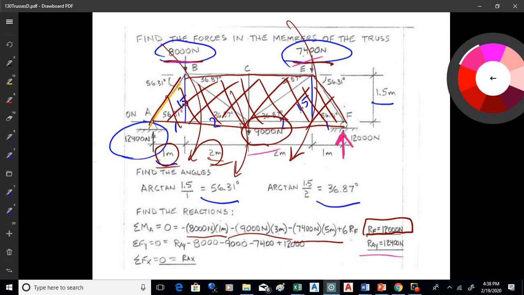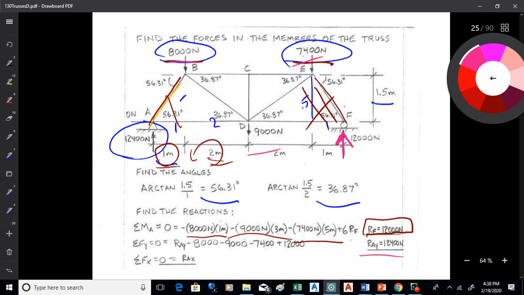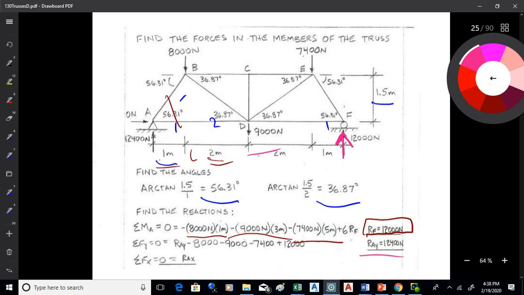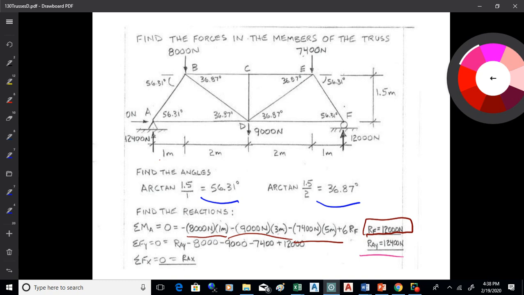So I do that stuff before I jump into these trusses. I get the angles in the truss, and I find the reactions. Unless I have a very good reason not to, I always find that stuff first. Then I'm ready to jump into the truss and solve it out. Now, the way I do that is I look for a place where I have a known force and no more than 2 unknown members.